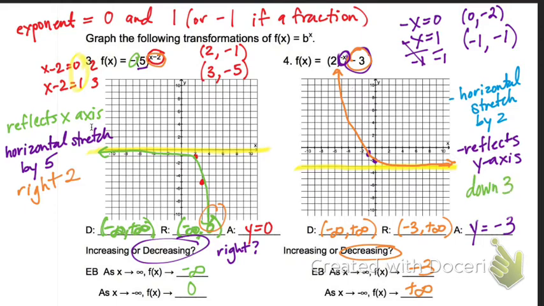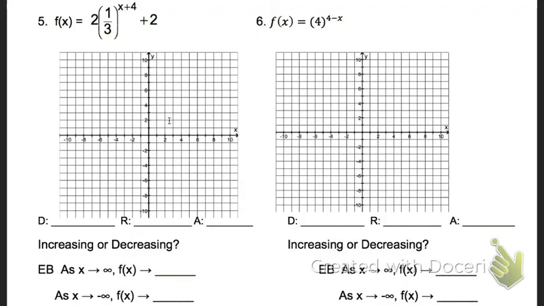Number 5. So what do you notice about the number that's attached to the exponent already? It's not a whole number. Yeah, so it's going to be a compression because it's a fraction. So anytime that you have a fraction, we are now going to set the exponent equal to negative. So x plus 4 equals 0. Keep the 0. And then x plus 4 equals negative 1.